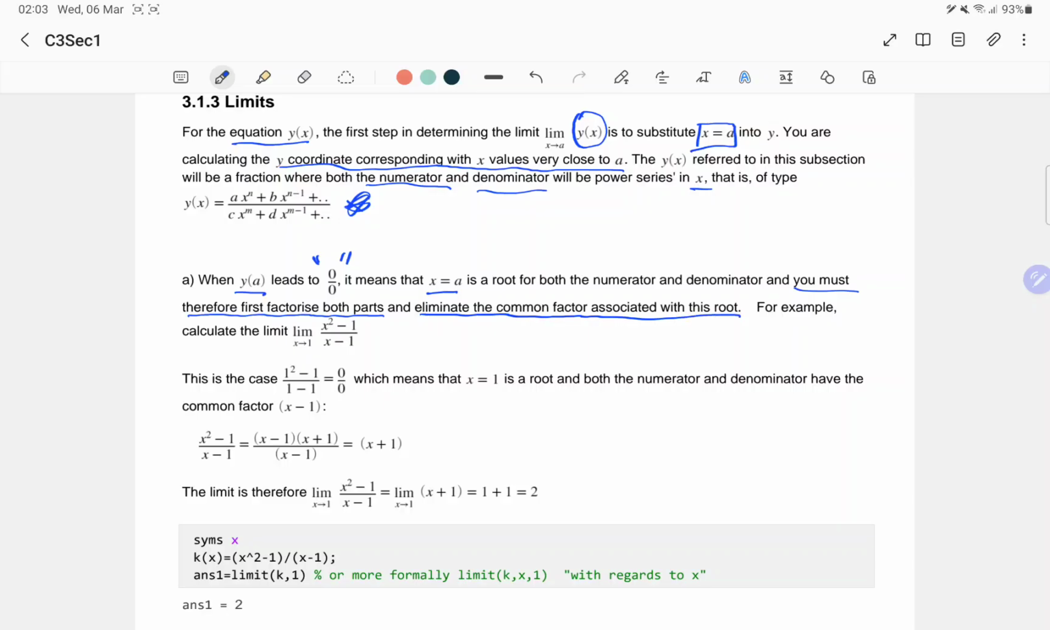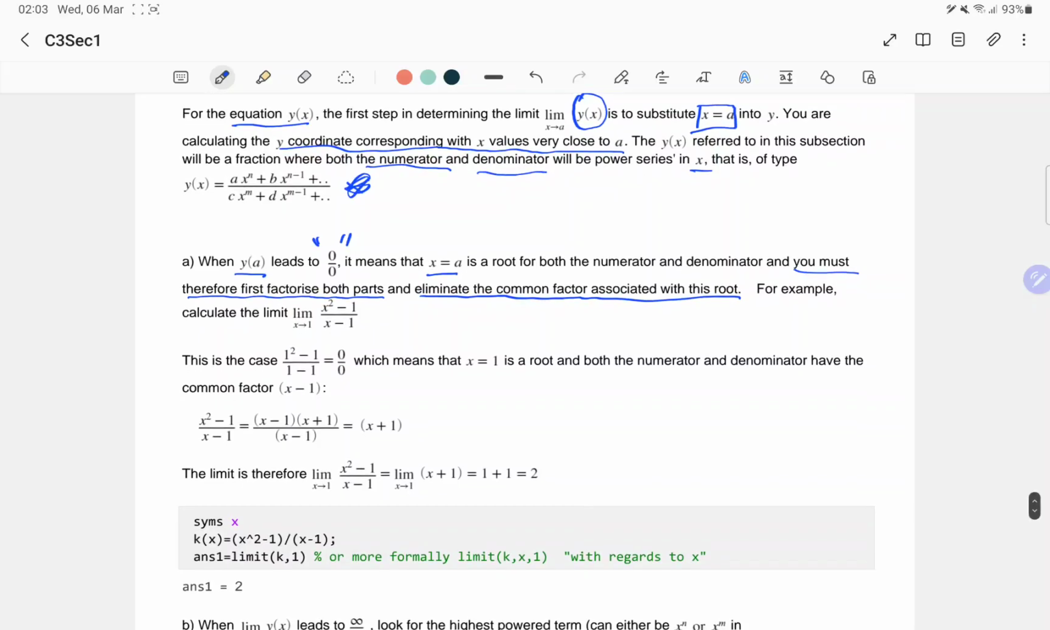For example, calculate the limit of x to the power 2 minus 1 divided by x minus 1 as x tends to 1. This is the case. So you're going to have 1 to the power 2 minus 1 divided by 1 minus 1. That will give you 0/0, which means that x equals 1 is a root and both the numerator and denominator have the common factor.